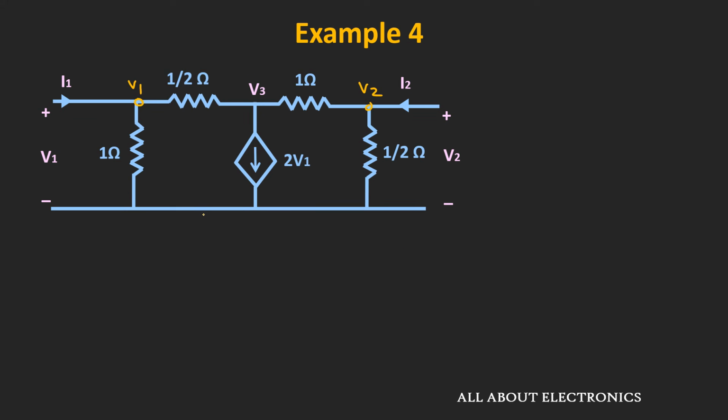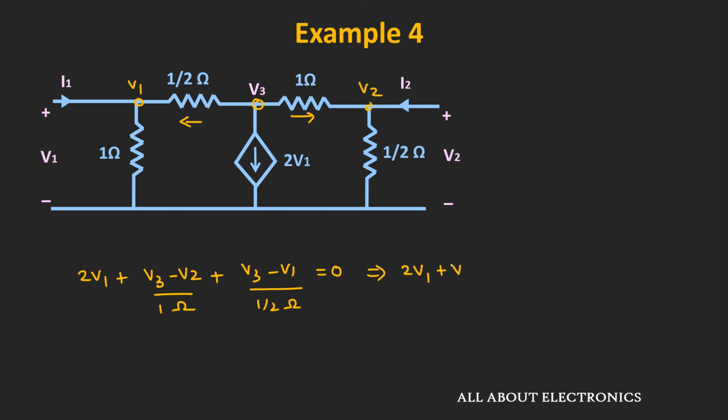Similarly, now let us apply the KCL equation at this node. So applying the KCL equation, we can write 2V1 plus V3 minus V2 divided by 1 ohm, that is this current, plus V3 minus V1 divided by 1 by 2 ohm, that is this current, is equal to 0. Or we can say that 2V1 plus V3 minus V2 plus 2V3 minus 2V1 is equal to 0. Or we can say that 3V3 is equal to V2. That means V3 is equal to V2 divided by 3. And let's say this is the second expression.